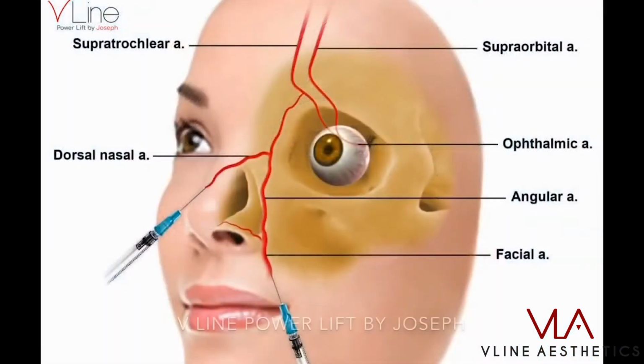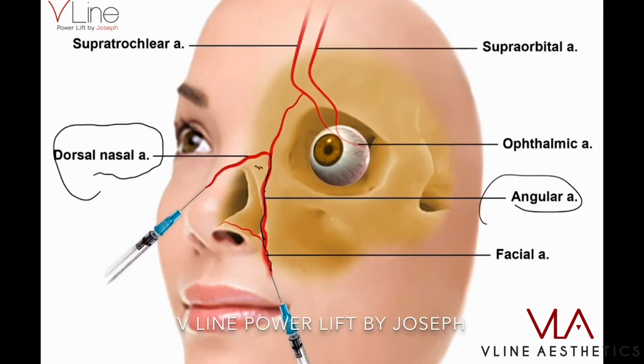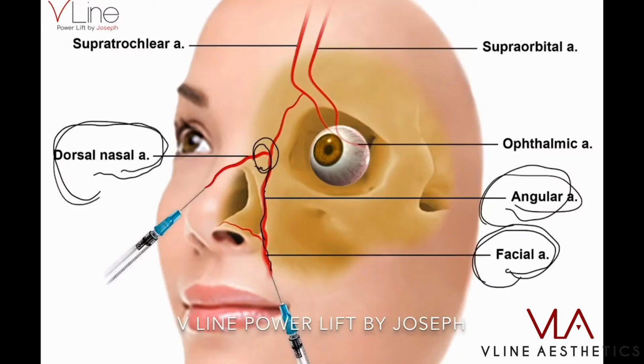So here's a depiction of the anatomy where the facial artery turns into the angular artery right here. And then it anastomoses, or connects, with the dorsal nasal artery right here. So angular artery and facial artery, both of these are from the external carotid system, while the dorsal nasal artery is actually from inside the eyes, which I'll show you.